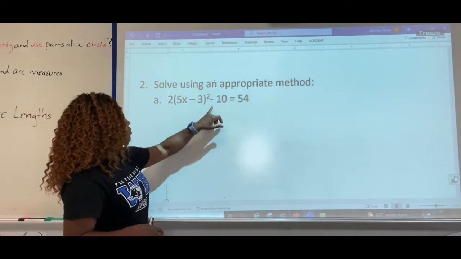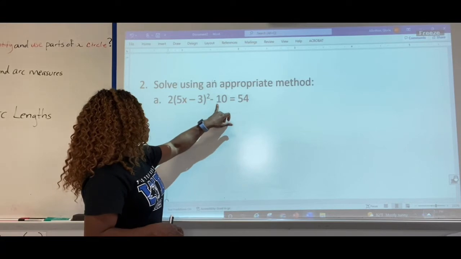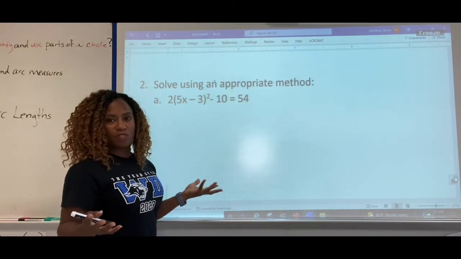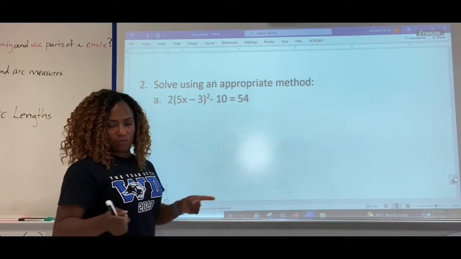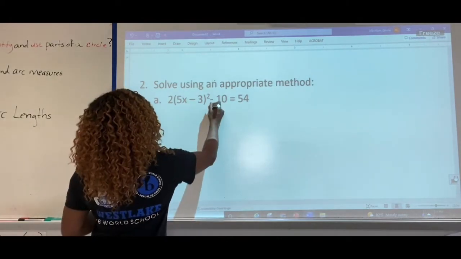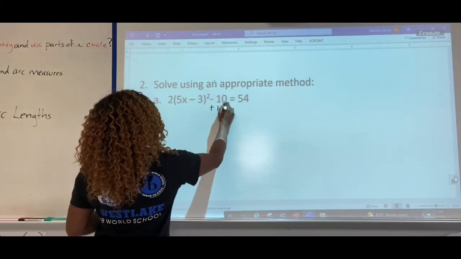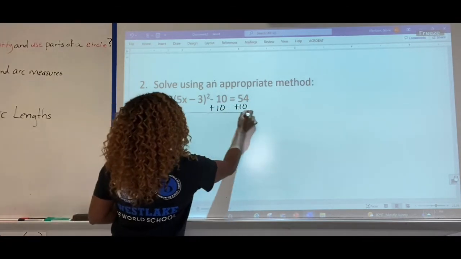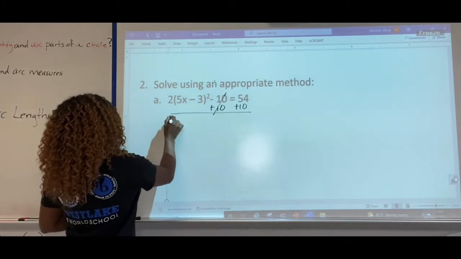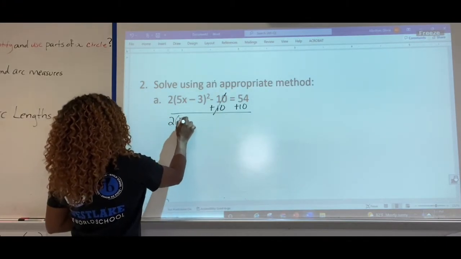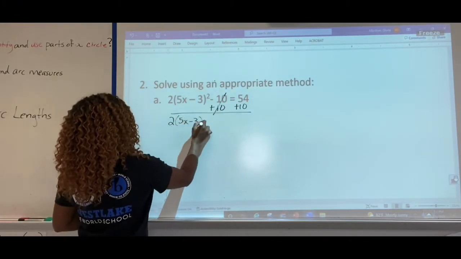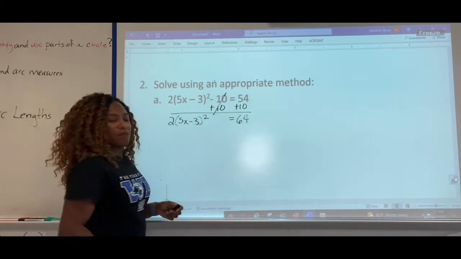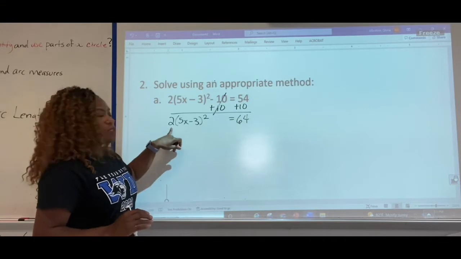So what I'm going to do is move this constant, -10, over to this side. Of course, that means I have to do the inverse operation of -10, which is a +10. So here I'm gonna add +10. Whatever I do to one side, I've got to do to the other side. Now these will cancel out. I'm gonna bring down what's left. So I've got 2 times (5x minus 3) squared. This gives me 64.